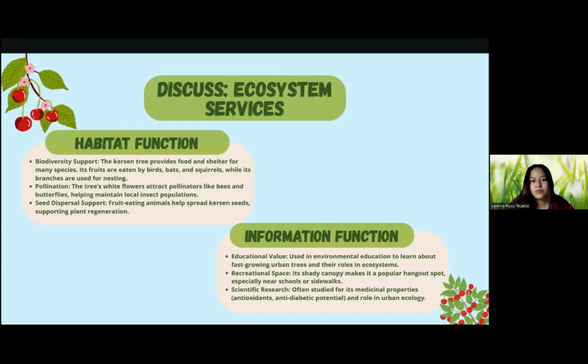Next, we will discuss ecosystem services. We have four functions. The first function is habitat function. For biodiversity support, the crescent tree provides food and shelter for many species. Its fruits are eaten by birds, bats, and squirrels, while its branches are used for nesting. For pollination, the tree's white flowers attract pollinators like bees and butterflies, helping maintain local insect populations. And the last one, seed dispersal support. Fruit-eating animals help spread crescent seeds, supporting plant regeneration.